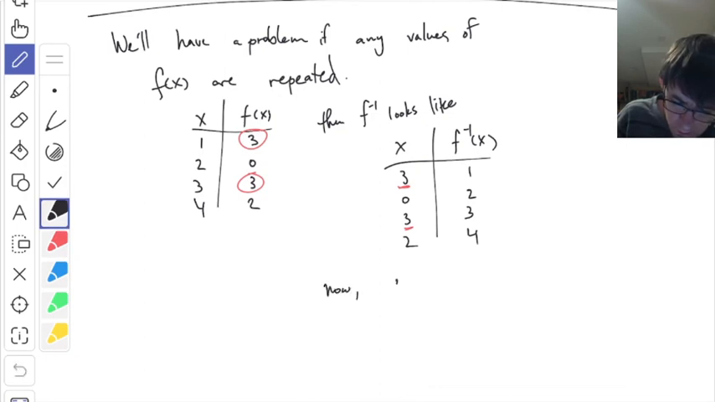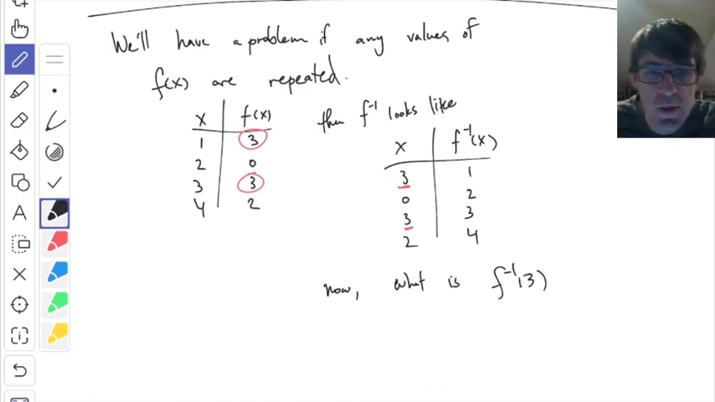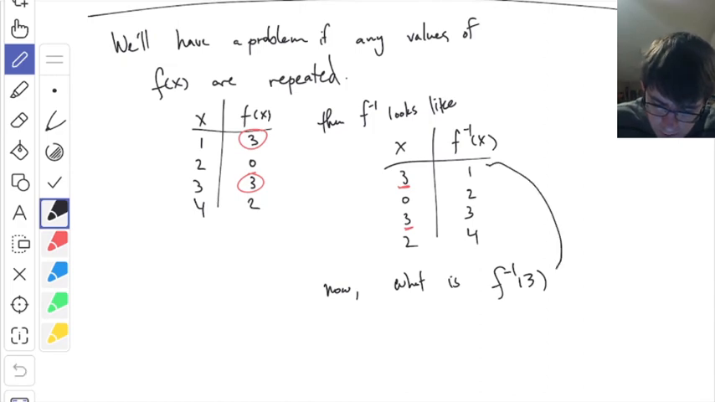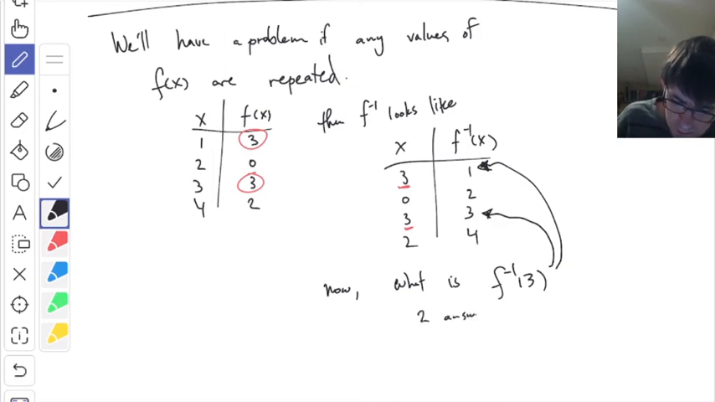The problem here is, now, what exactly is f inverse of 3? According to this chart, it seems to be 1, but it also seems to be 3, right? I have two different answers. It looks like it should be 1 on the chart, but also it should be 3 on the chart. And a function is not allowed to have two different answers, all right? So here, this is a problem since we got two answers. So in this case, f inverse is not a function.